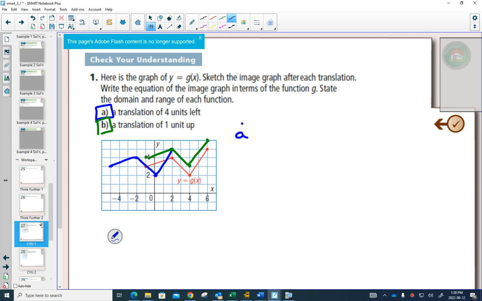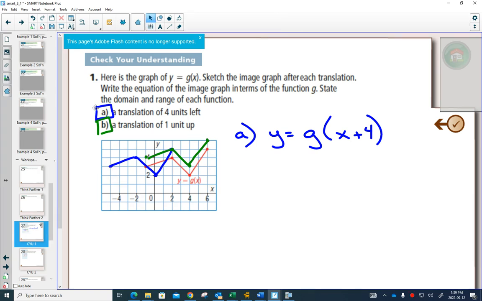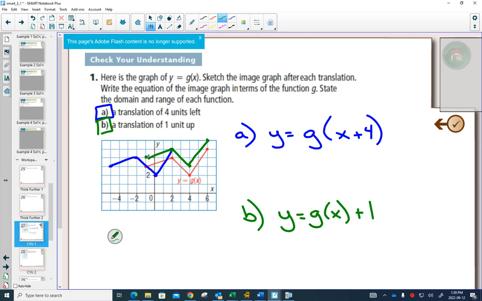So in A, if I am moving things left and right, that's something that happens inside the function. I would write this. My function was g of x. I moved it 4 to the left. That's inside the function. And to the left would be a plus 4, opposite of what you see. And for the green one, now my function is moved up 1. That's outside the function. That would be g of x plus 1.